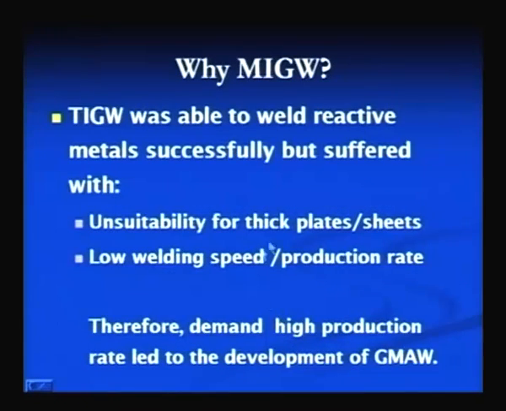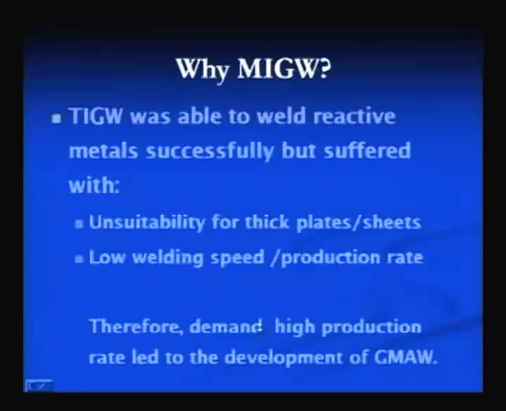Here is the justification behind the use of the metal inert gas or gas metal arc welding process. I have told you earlier that TIG was able to weld the reactive metals successfully, but it suffered from problems like being unsuitable for thick plates and for thin and thick sheets, and the welding speed was low, which in turn produced a very low production rate. Therefore, there was demand to develop new processes which can cope with the need of high production rate by the industry.